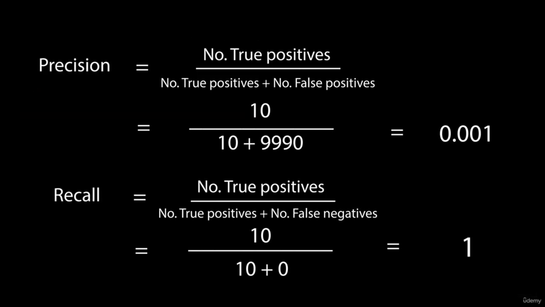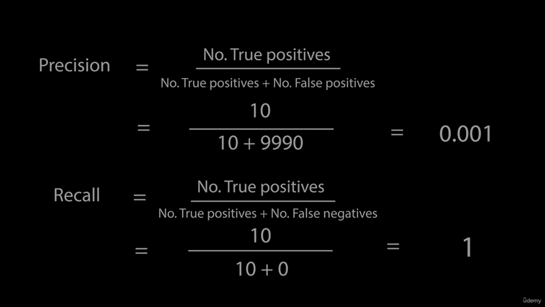Using these values, we get a precision of 0.001 and a recall of 1. While we get a high recall, we also have a really low precision, which indicates low performance. Getting a balance between high precision and recall values would be the optimal scenario.